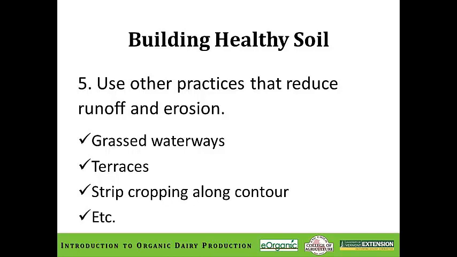We can oftentimes see lots of erosion and gullies even in our perennial forage systems. So it's important to understand how to manage our fields to reduce runoff and erosion. And there's, again, many strategies to do this, including grassed waterways, terraces, strip cropping, and several others.